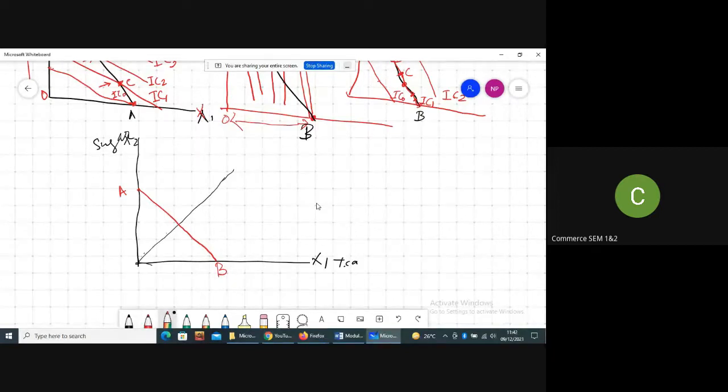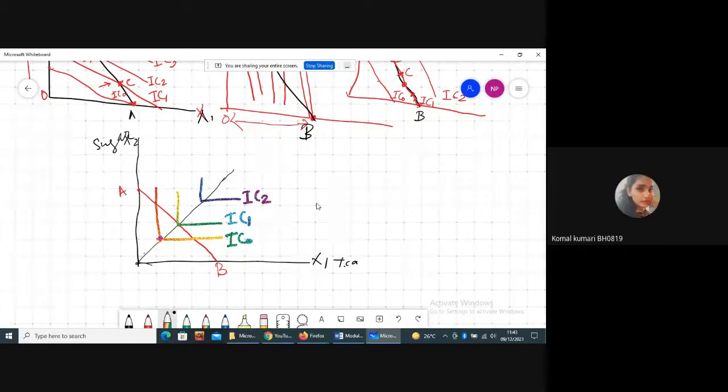Now draw an indifference curve like this. So this is IC0, and this is IC1, and say this is IC2. Now which one will be the equilibrium? If you consume at this point, you are lying below your budget line. So you want to increase your utility by spending more. You want to move to any point on this.